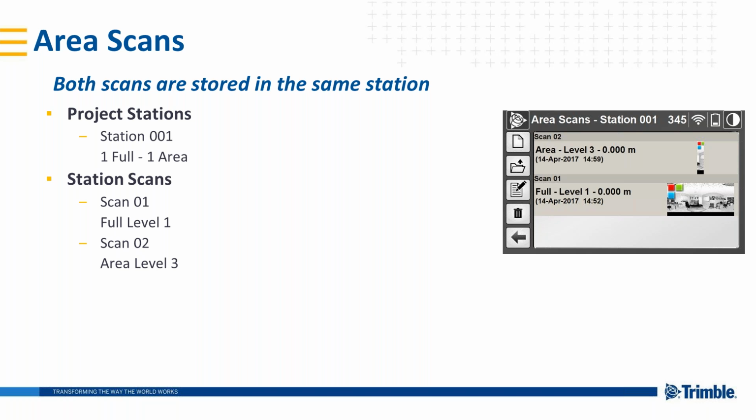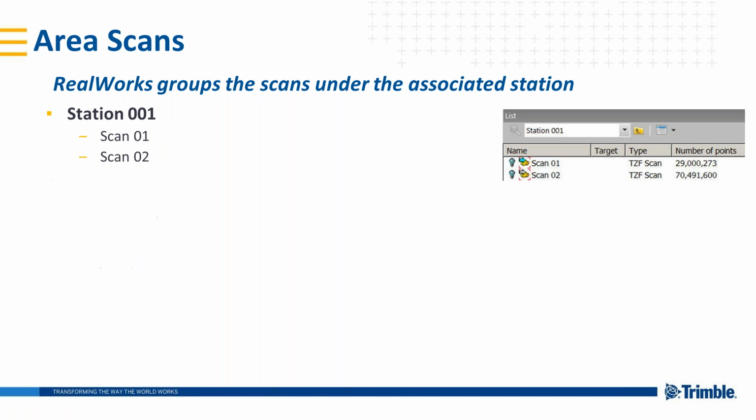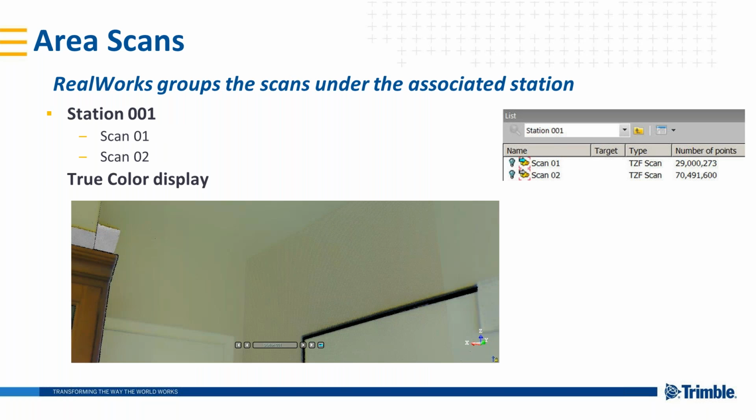If an instrument height was set for the TX8, it would appear here as well. And the color icon on the preview indicates that color was acquired. When the scans are processed in RealWorks, they are listed under the associated station. And here is an image of the scans displayed in true color in the corner where the area scan was taken. And this was just taken here in my office.